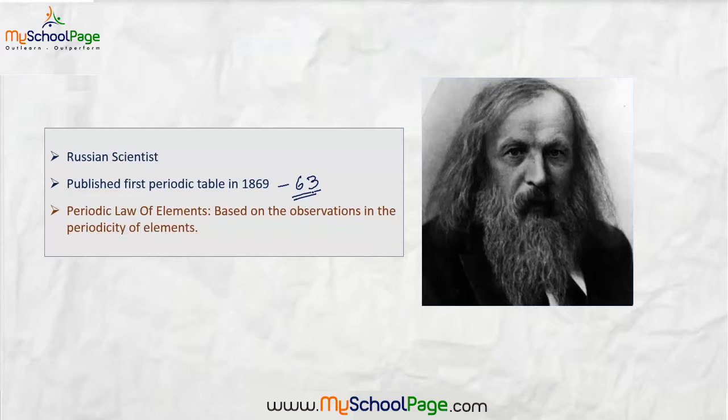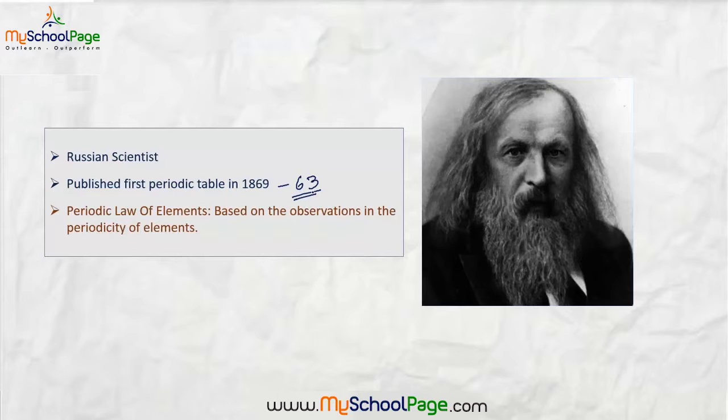Mendeleev published his first periodic table in 1869. When he first published his periodic table, he knew 63 elements. And he classified the elements based on one of the observations, that is the periodicity of elements. When he started arranging the elements according to the atomic mass, he saw that the elements showed periodic similarity in their chemical properties. And based on this observation, he gave the periodic table.